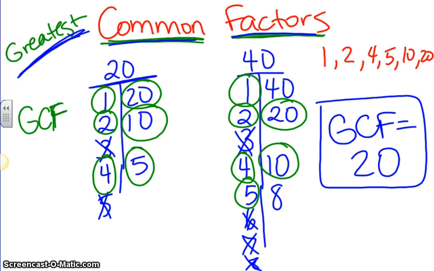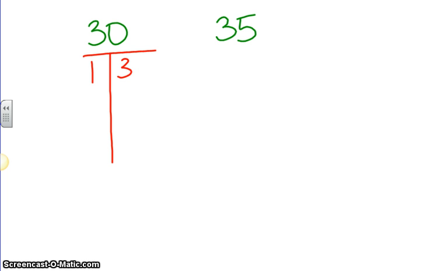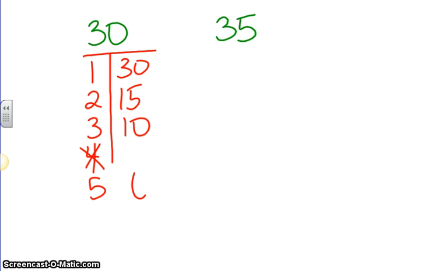So let's look at another example of listing common factors. Let's find the common factors of 30 and let's do 35. So first we're going to list our factors of 30. We have 1 and 30, 2 and 15, 3 and 10. Does 4 go into 30? Nope. 5 times 6. And then we're going to stop at 6 because when our table repeats, we're done.